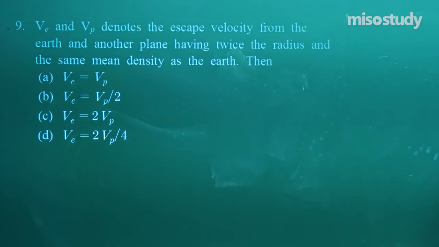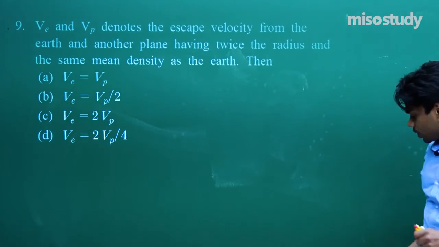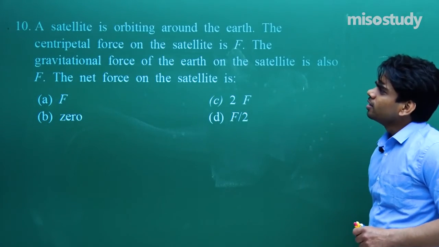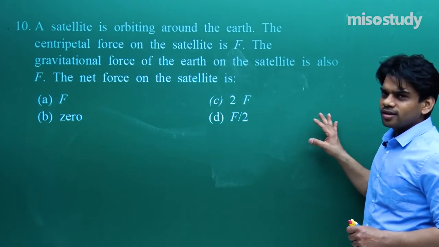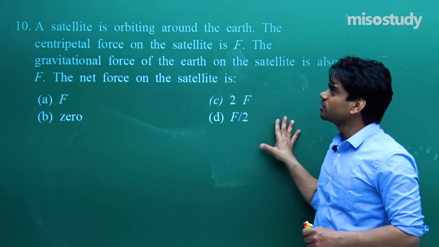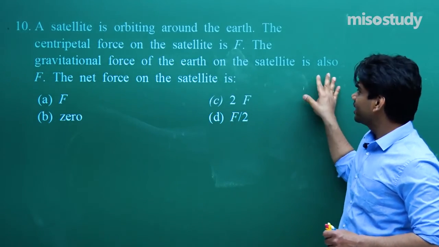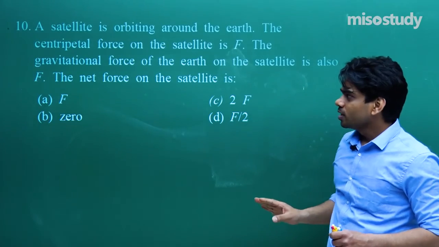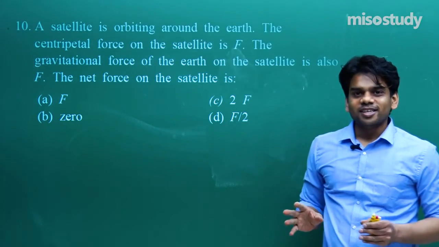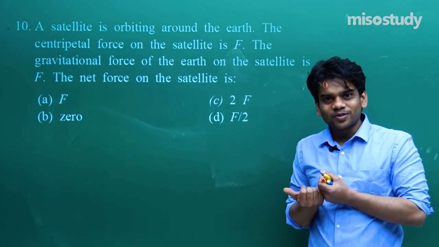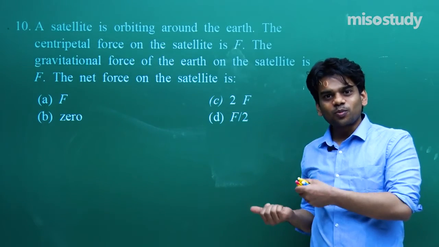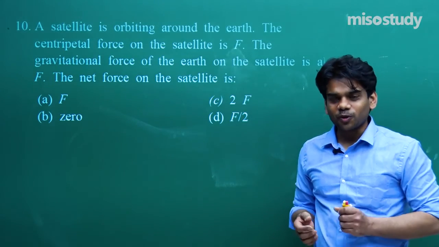We have solved so many, so let's go ahead with the 10th question of the class. A satellite is orbiting around the Earth. The centripetal force on the satellite is capital F. The gravitational force of the Earth on the satellite is also capital F. The net force on the satellite is, understand, the satellite is pulled by Earth with a force capital F. The satellite is also pulling the Earth by capital F. That is by Newton's third law, we know that.